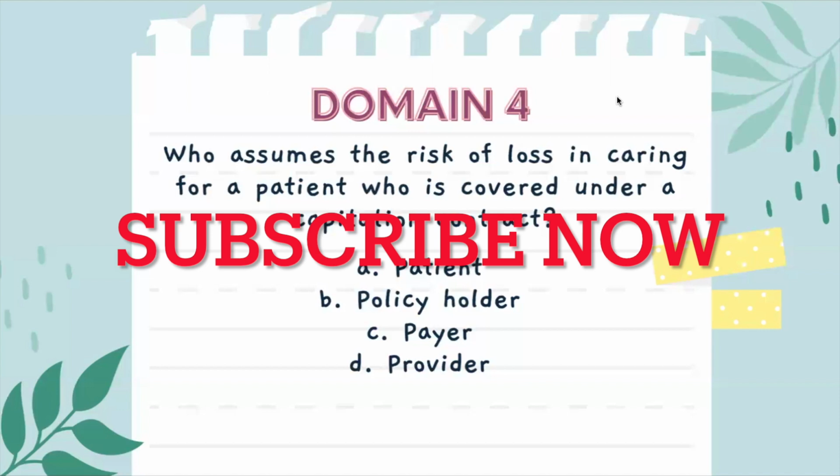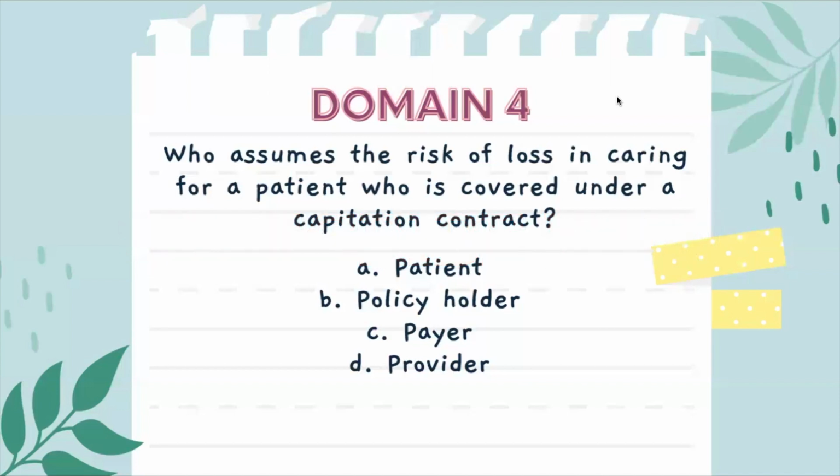Here is the question. Who assumes the risk of loss in caring for a patient who is covered under a capitation contract? A, patient, B, policyholder, C, payer, D, provider.